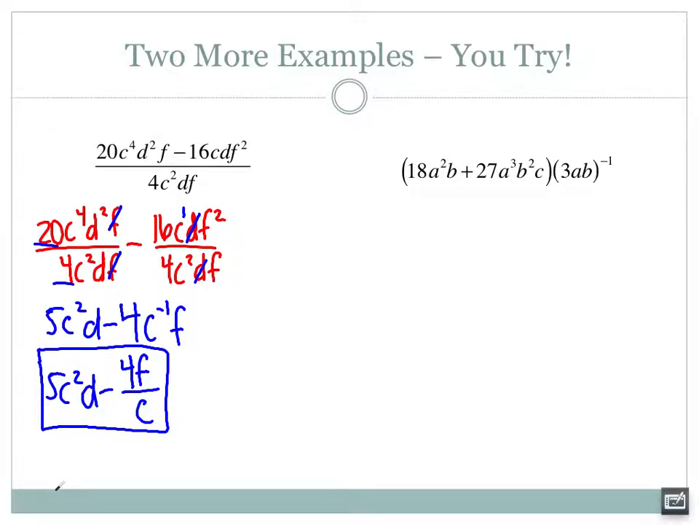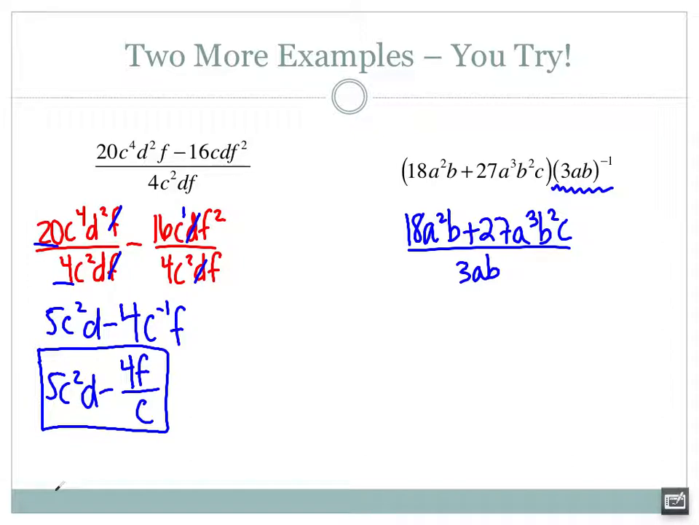Okay, second one. This looks a little bit different than what we've been doing because of this part. Remember that a negative exponent just means put it in the denominator. So first thing I'm going to do is rewrite this so that it looks how we have been doing these problems. Okay, now this looks like what we've been doing.